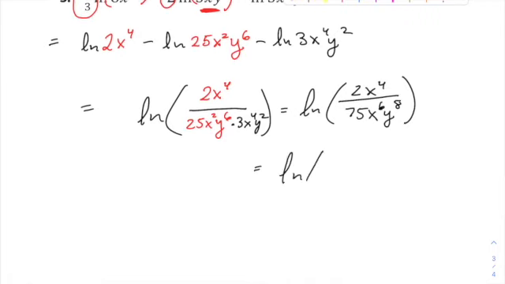2 75ths stays just as 2 75ths. But x to the 4th divided by x to the 6th leaves x squared in the denominator and y to the 8th in the denominator. So there we go.